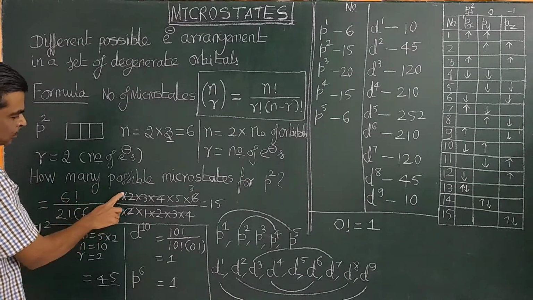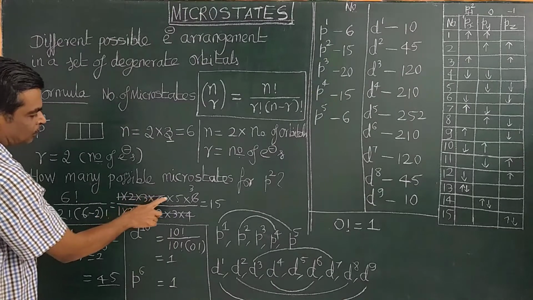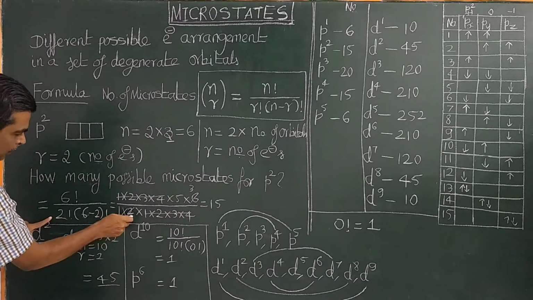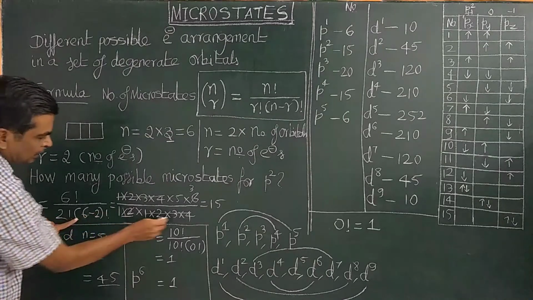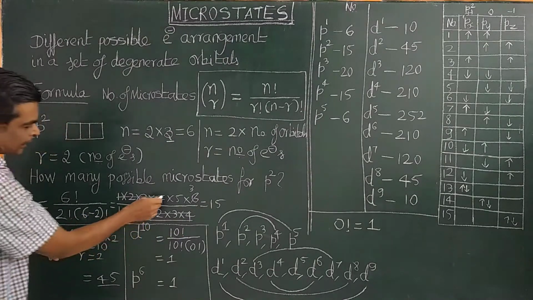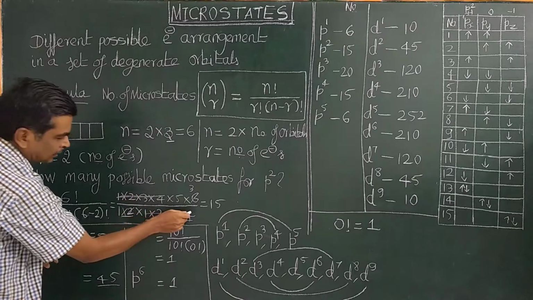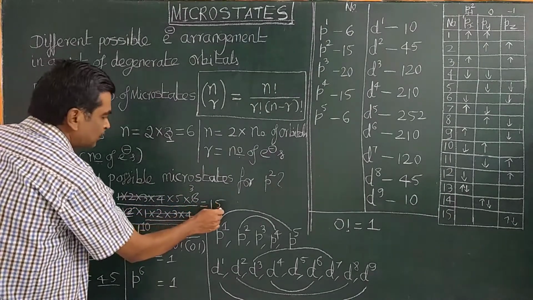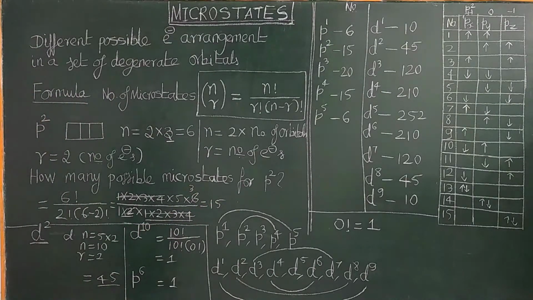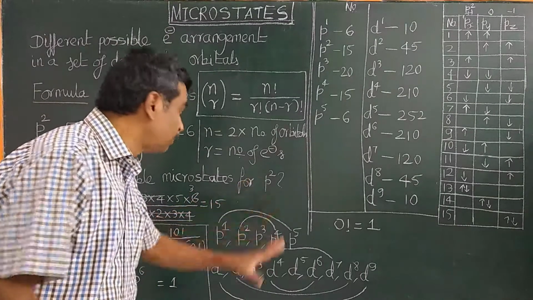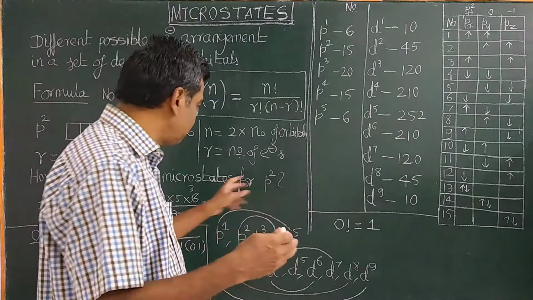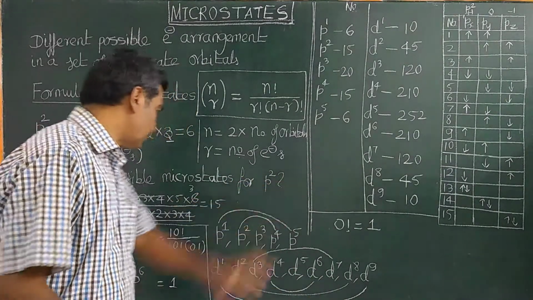Therefore, 6 factorial is 1 into 2 into 3 into 4 into 5 into 6, divided by 1 into 2 and 4 factorial. Now I cancel the 4 factorial, and then 2 with 6 gives 3, and 5 into 3 is 15. There are 15 possible electronic arrangements. Therefore, there are 15 microstates for the P2 configuration.